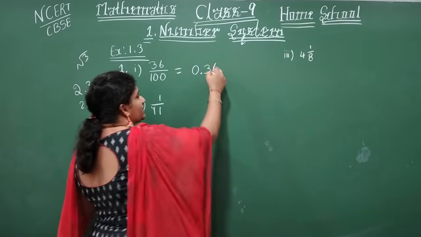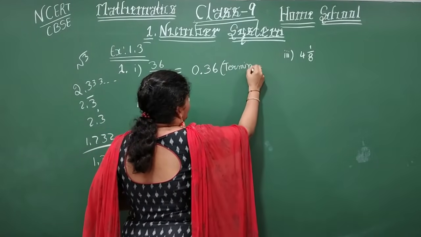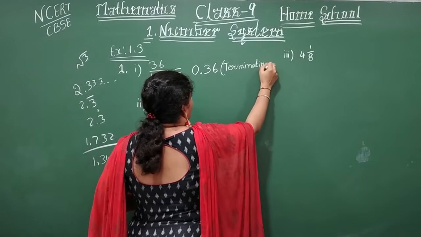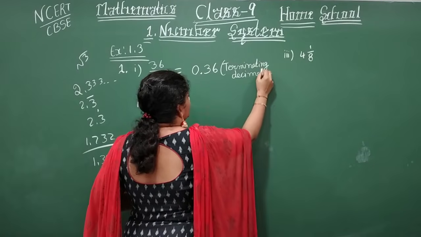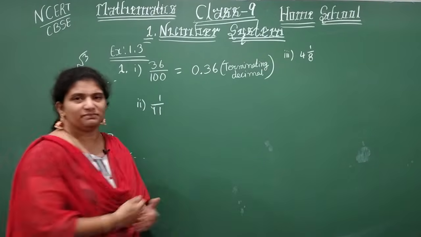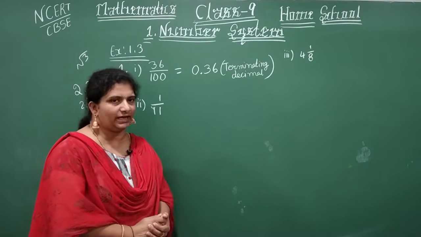So which type of decimal is it? It is a terminating decimal. Terminating decimal, children. So there is an end for the division. Therefore, it is terminating.